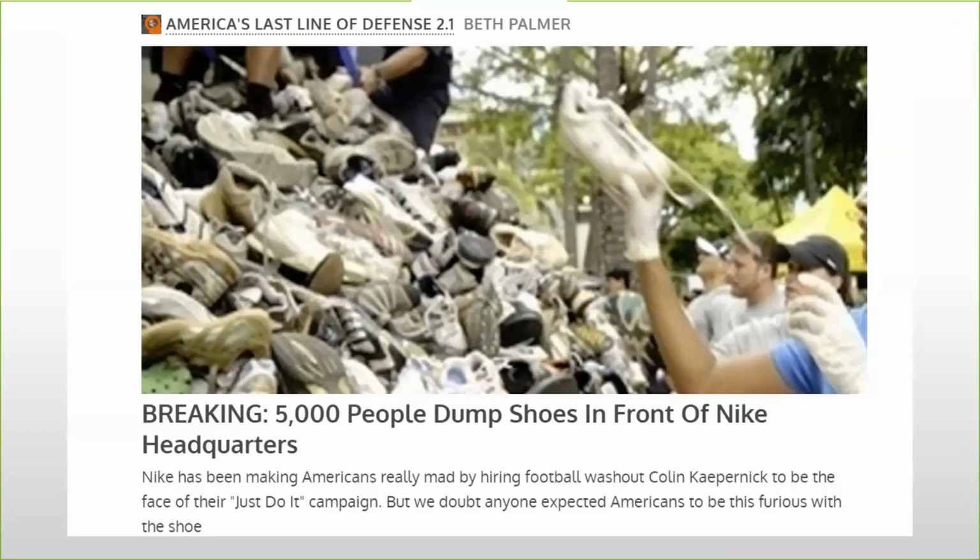So why is it so hard for us to identify fake news? Take, for instance, this headline that went viral online recently. Is it real or is it fake? You can see the headline says 5,000 people dump shoes in front of Nike headquarters. The small print says that Nike's been making Americans really mad by hiring Colin Kaepernick to be the face of their Just Do It campaign. But we doubt anyone expected Americans to be this furious. So again, is it fake news? How can we tell?